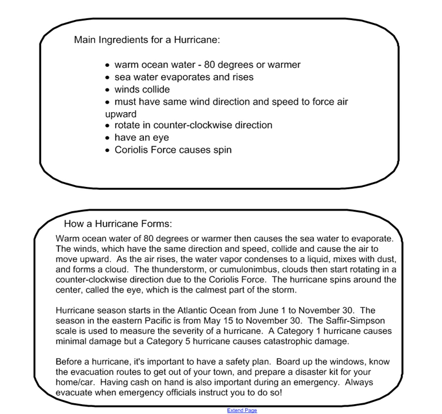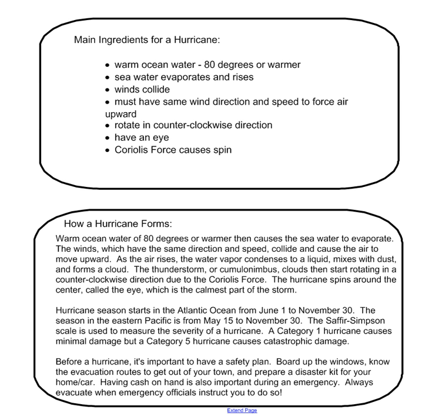The season in the Eastern Pacific is from May 15th to November 30th. The Saffir-Simpson scale is then used to measure the severity of a hurricane. A Category 1 hurricane causes minimal damage, but a Category 5 hurricane causes catastrophic damage. So you can think about that scale and where a Category 2, 3, or 4 hurricane would be within that scale. So 1 is minimal, up to 5 is really catastrophic.